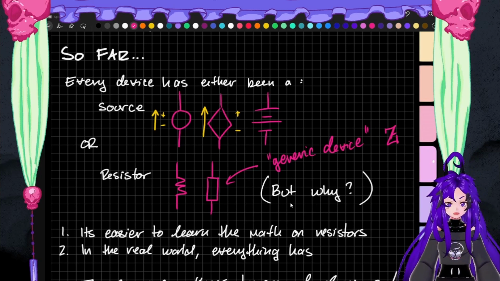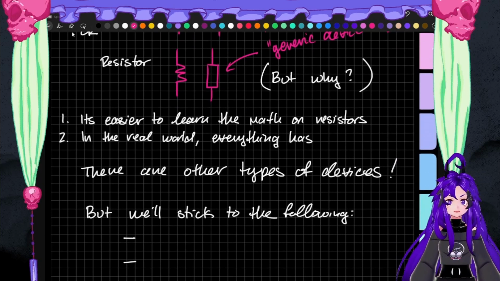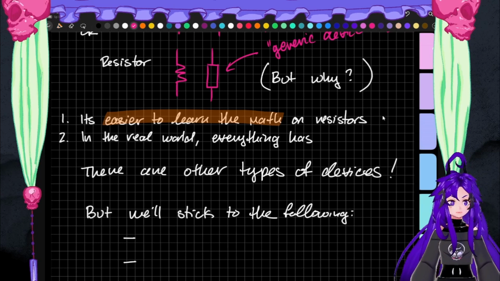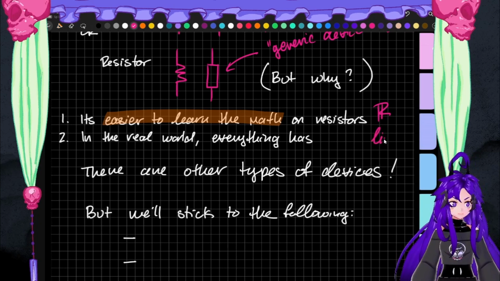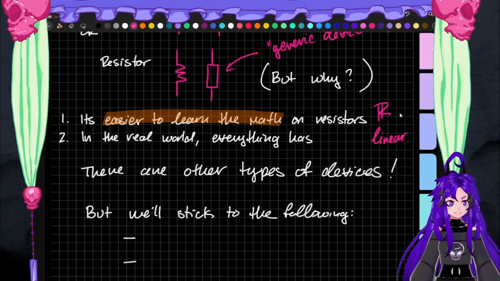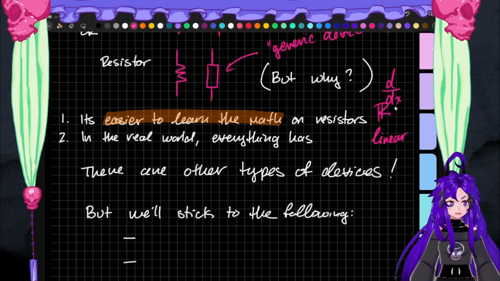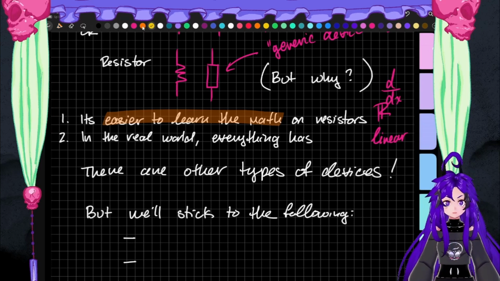But why have we only dealt with sources and resistors so far? Well, frankly, it is easier to learn the math on resistors. Because resistors, they are described by real numbers, and they are linear, right? They don't require any differentiation, d by dx. They're not a derivative or an integral, right? They're normal, regular numbers. So that makes them kind of nice.